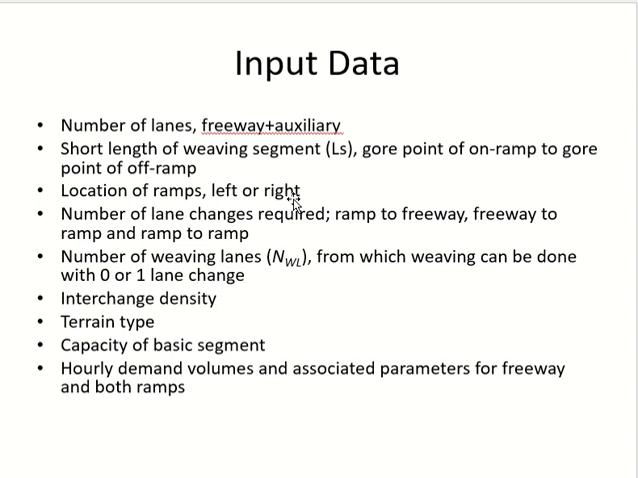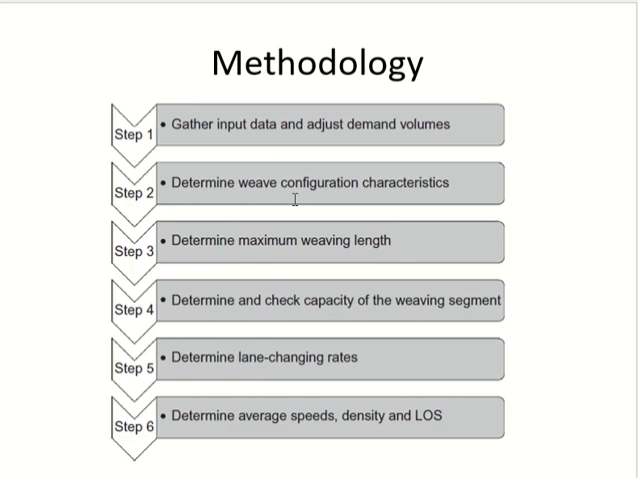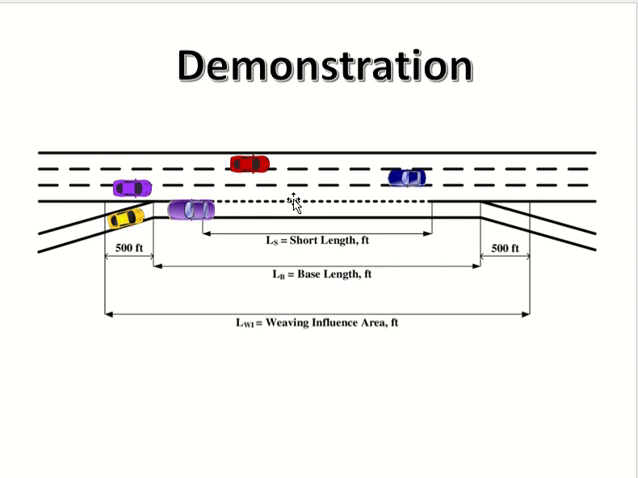Number of weaving lanes. What are the number of weaving lanes? A weaving lane is that lane from which you can go freeway to ramp or ramp to freeway with only one change. If I'm on this lane, can I go to the freeway with one change? Yes.